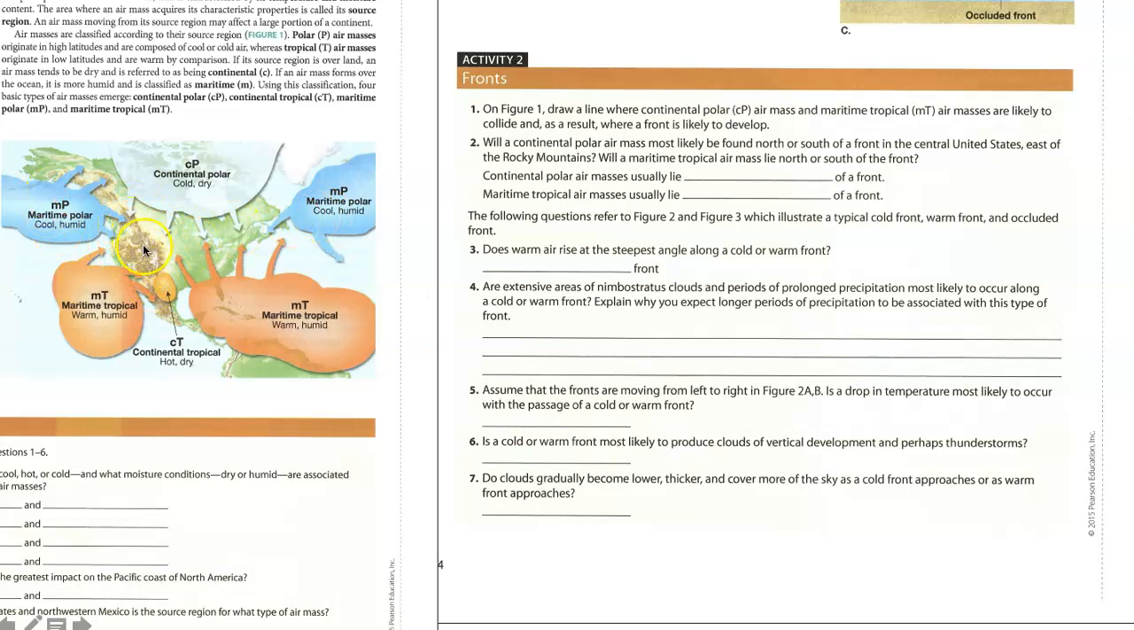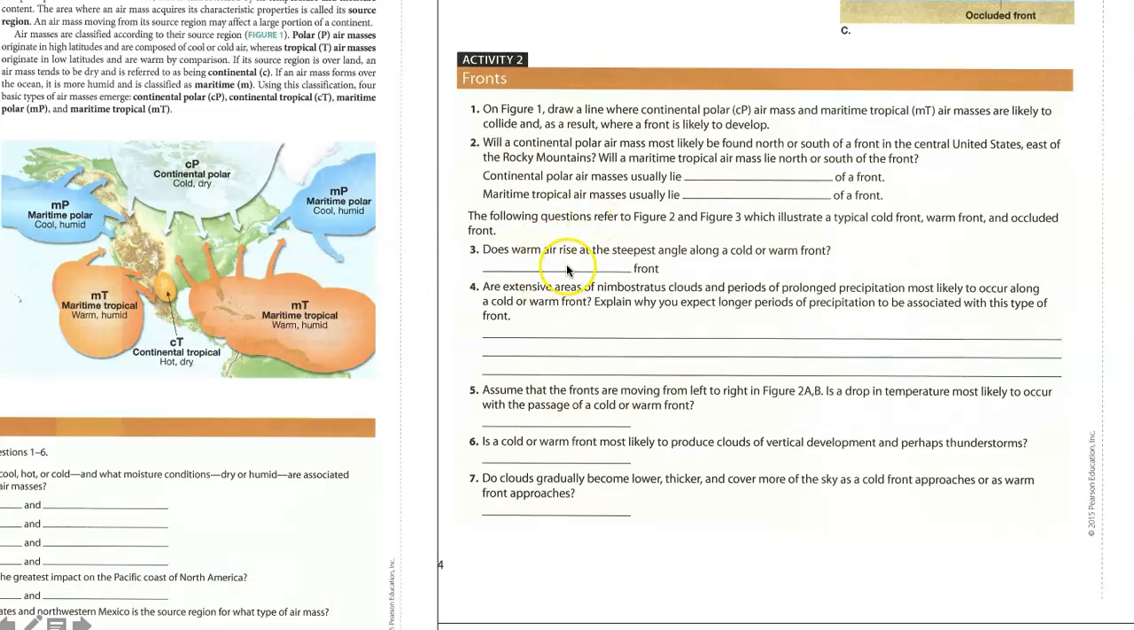And so again, these are the Rocky Mountains. And so they're talking about this imaginary line that you put. Is the continental polar air mass going to be north or south of that line? And what about the maritime tropical one? So these questions sound complicated, but they're really quite easy.